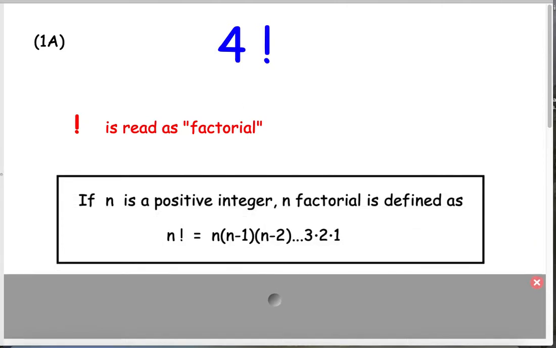So the definition for factorial says that if n is a positive integer, so we're only dealing with positive integers, then n factorial is defined as n times 1 less than n times 2 less than n times 3 less than n, etc., all the way down to 3 times 2 times 1. So basically, n factorial means we're multiplying every number from 1 up through that number and then getting a product for that.